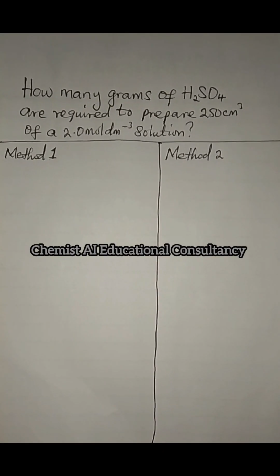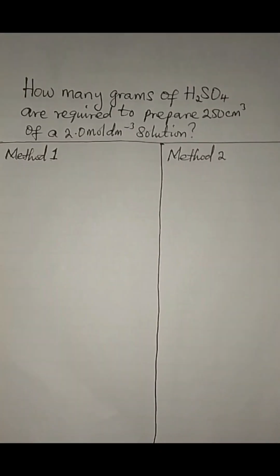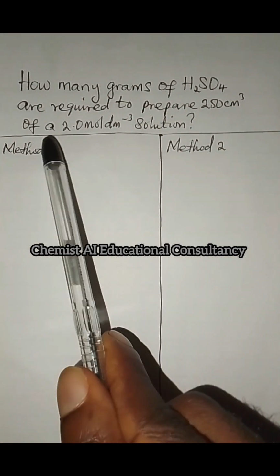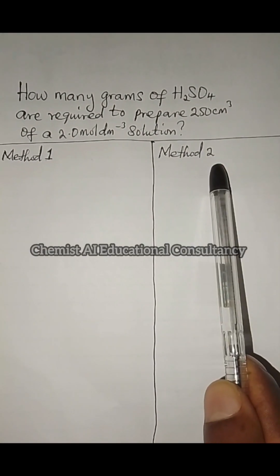I'm going to solve this mole concept question using two methods. And at the end, you are going to comment which method is better, easier, and faster. So stay tuned as I solve it the Chemist AI way.